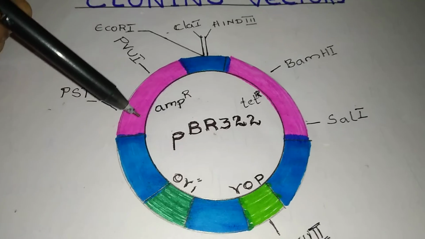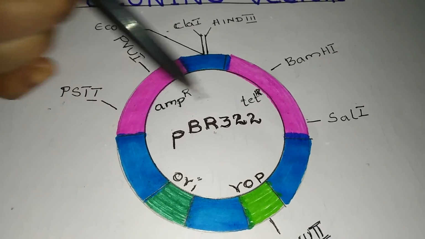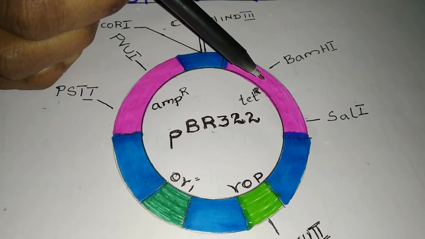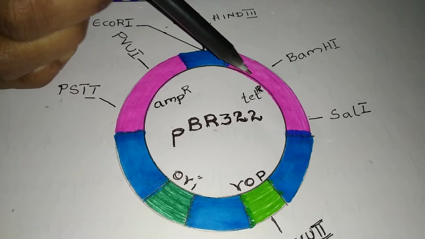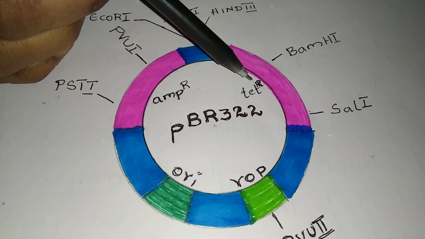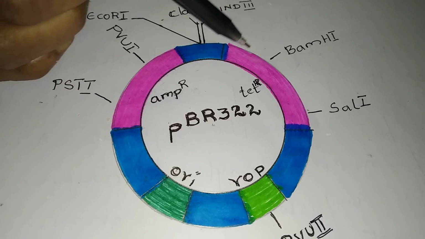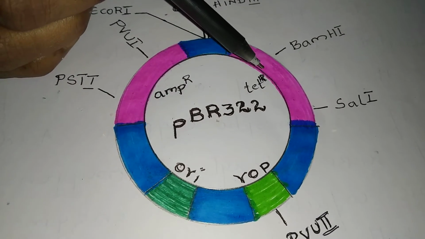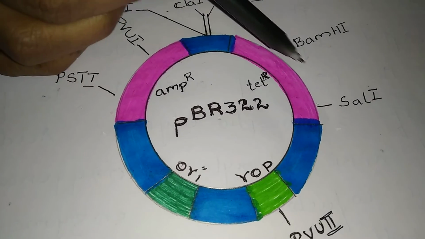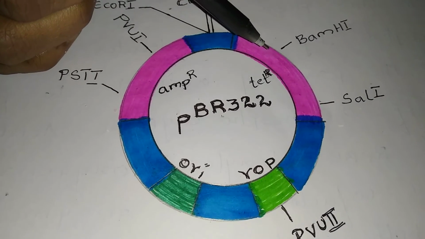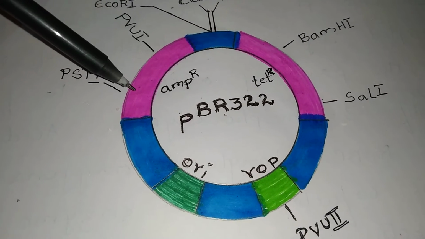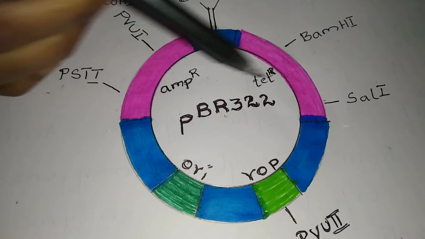But when these transformed cells are transferred to a medium containing tetracycline, those cells cannot survive because they do not have tetracycline resistance. Because of the ligation of foreign DNA in this place, these cells lose the tetracycline resistance, as a result of which the E. coli cells are going to get killed. So in this way, one antibiotic is useful for selecting the recombinants from the non-recombinants.